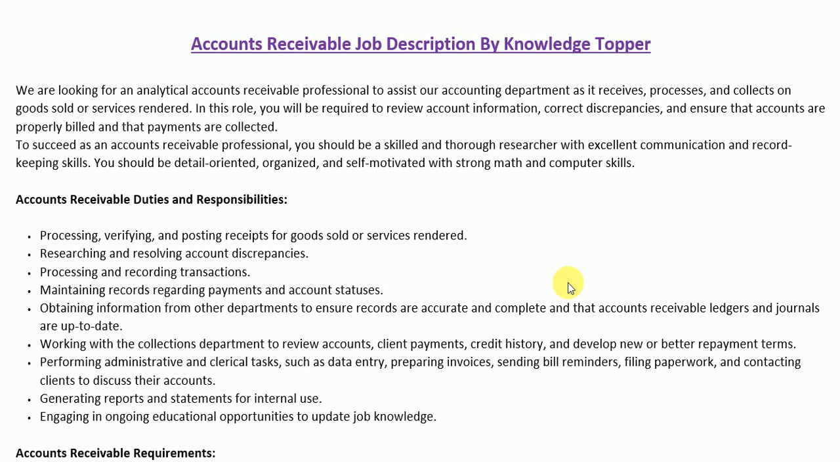Hi everyone, this is Knowledge Topper, and in this video we will see another very important job description, and that is the job description of an accounts receivable.